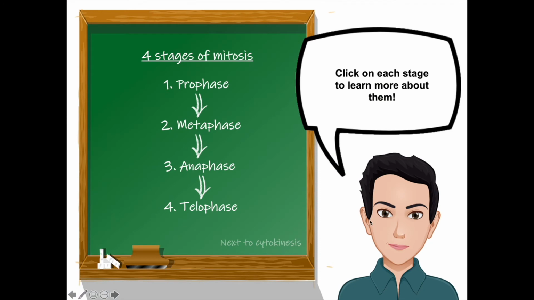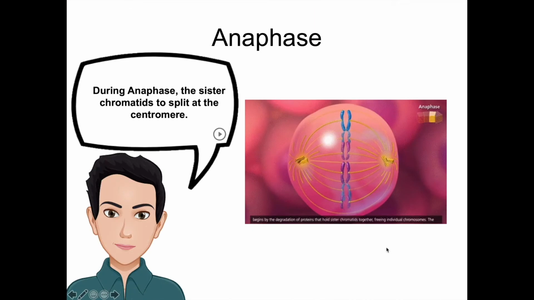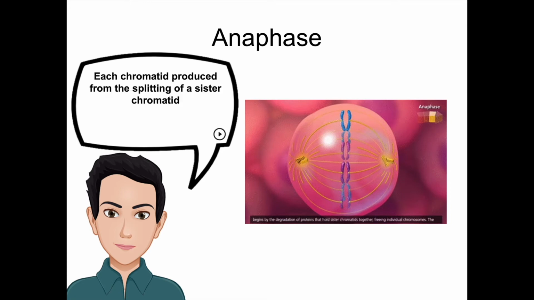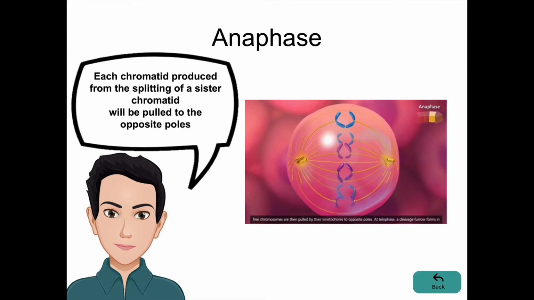The next stage is the anaphase. During anaphase, the sister chromatids split at the centromere, as you can see here. Then the spindle fiber will shorten or contract, so each chromatid produced from the splitting of a sister chromatid will be pulled to the opposite poles, just like this.